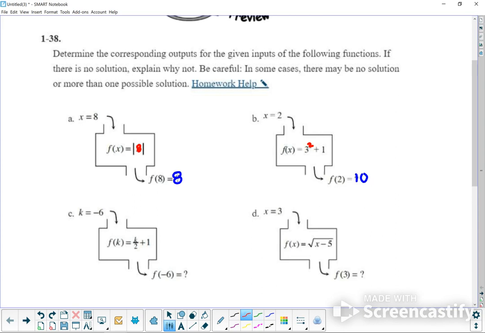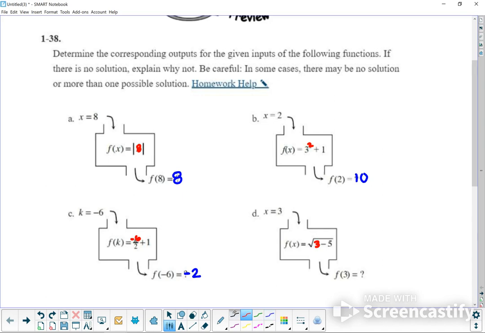C, you put negative 6 in for k, so negative 6 divided by 2 is negative 3. Negative 3 plus 1 more is not negative 4, but back to negative 2. Use a calculator if you're not sure. Okay, put a 3 in here. 3 minus 5 is negative 2.